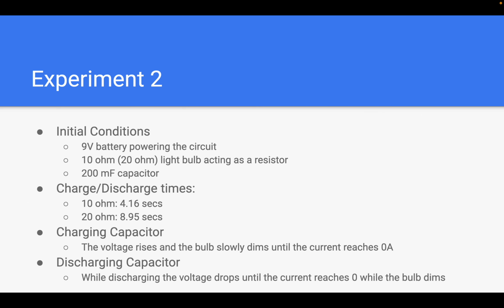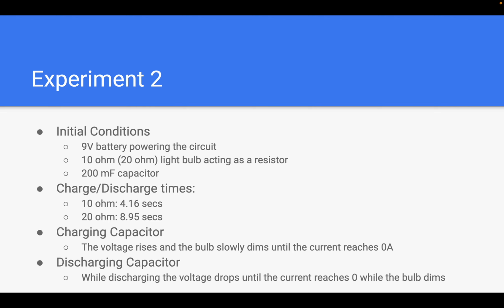Alright, and then for experiment 2, the initial conditions were the 9-volt battery, 10 ohm and 20 ohm light bulbs acting as resistors, and a 200 mF capacitor. So when I timed the charge and discharge times for the 10 ohm resistor, I got 4.16 seconds, and for the 20 ohm resistor, I got 8.95 seconds.